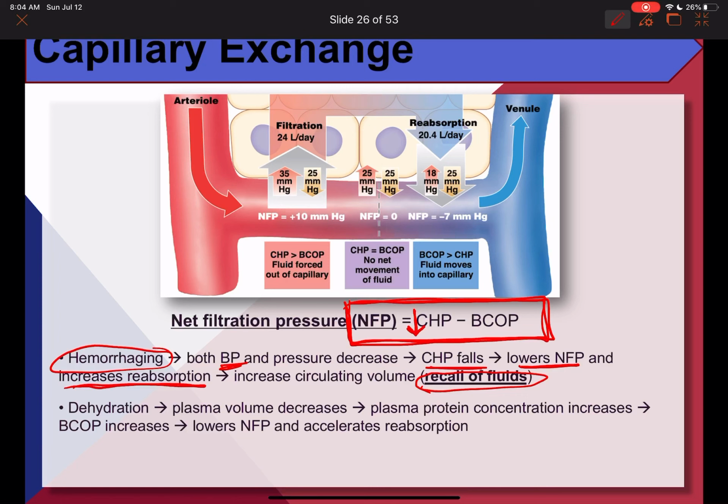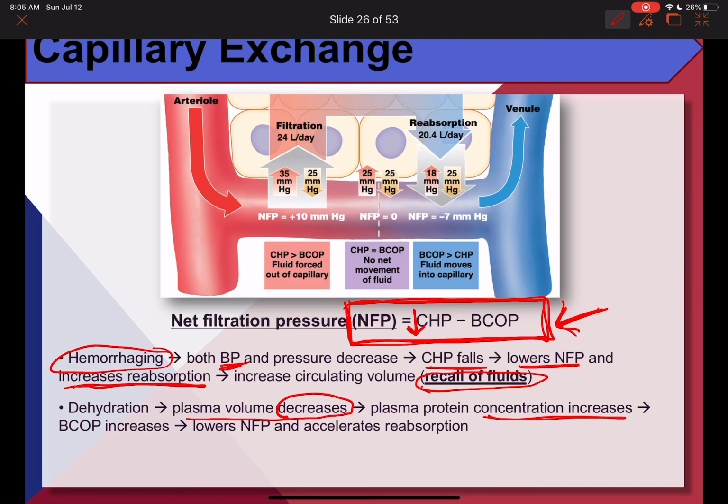All right. So a second situation, what about dehydration? How is it affected? What are we affecting in this little equation here? And what will happen to try to bring things back to normal? When an individual is dehydrated, their plasma volume will decrease, which means their plasma proteins will now become more concentrated. If there's more plasma protein concentrated, that means the solute amount increases, so are we going to affect CHP or BCOP? We're going to affect BCOP in this case.